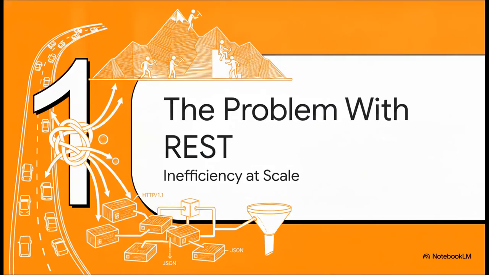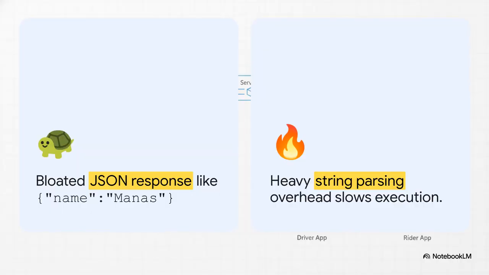So, part 1, the problem with REST. Before we can really appreciate the solution here, we gotta understand the bottleneck. Look, standard HTTP/1.1 and JSON have been the absolute backbone of web APIs for years. But at hyperscale, they create massive traffic jams.